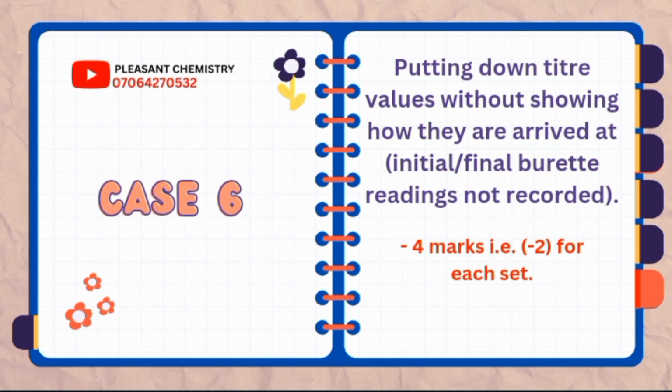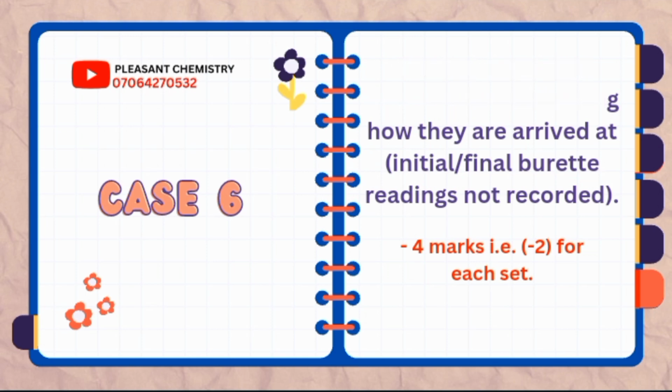So in this case, if you do not show calculations, you just assume a value for your TITRE value, that means that it's going to attract -4 marks. So I want to tell you, make sure you draw your table and make it very neat, so that your mark will not be deducted.